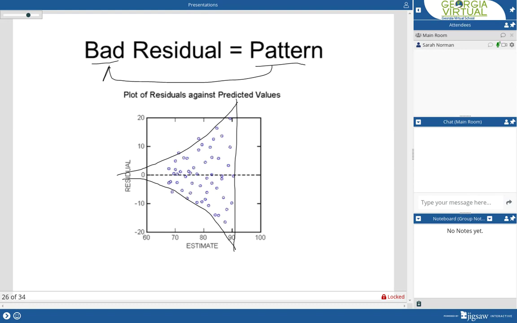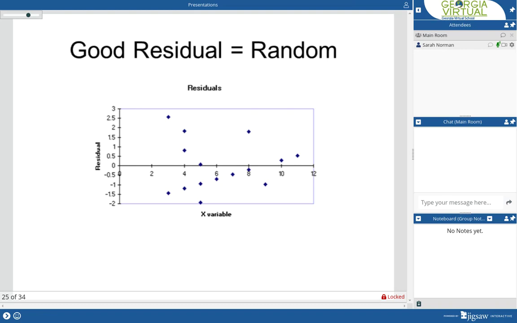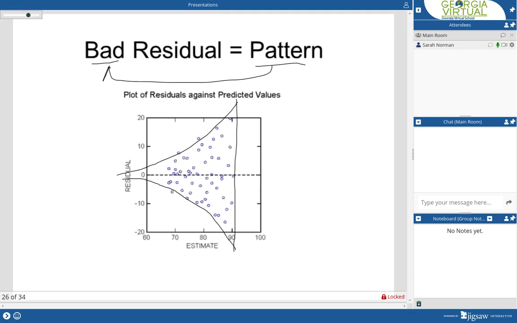Because what we want, again, is when we want things to be kind of above and below that linear regression line equally. This one is actually showing that as the estimate gets higher, then we're seeing the numbers get further away from the actual values, okay?